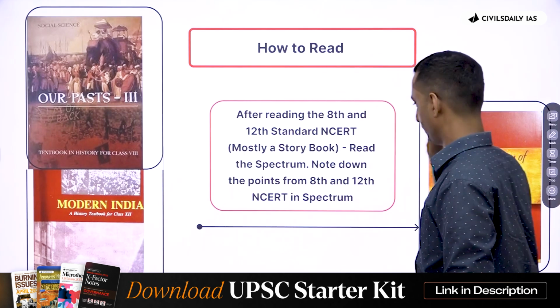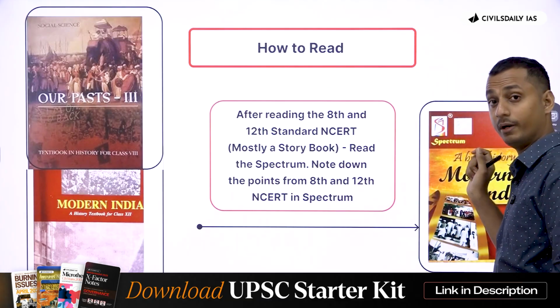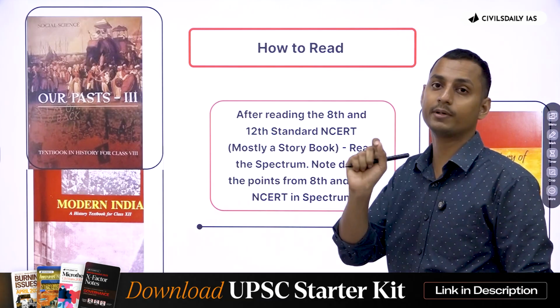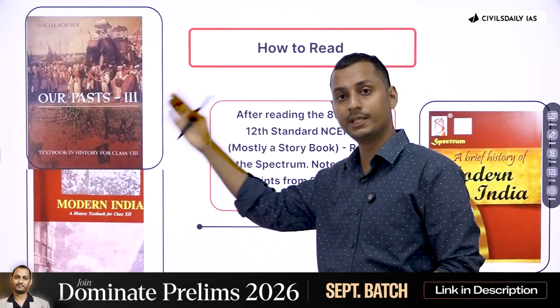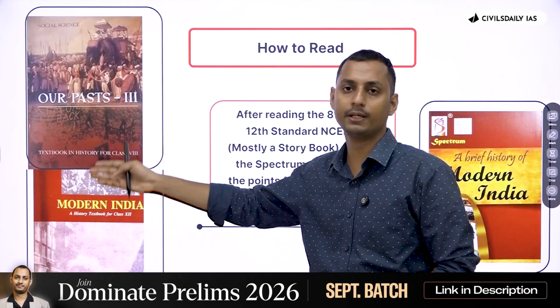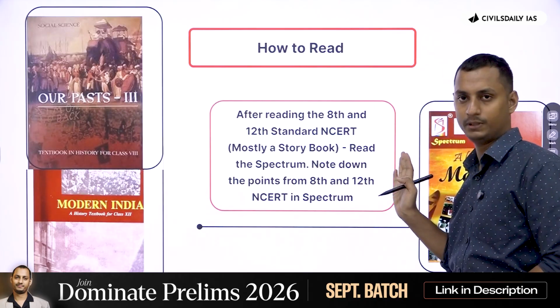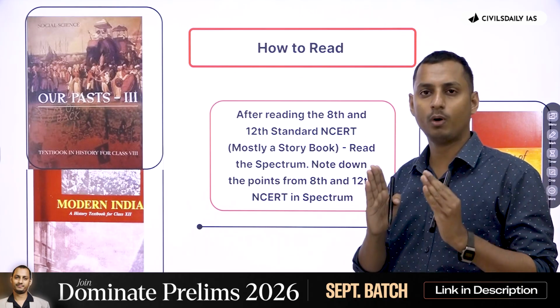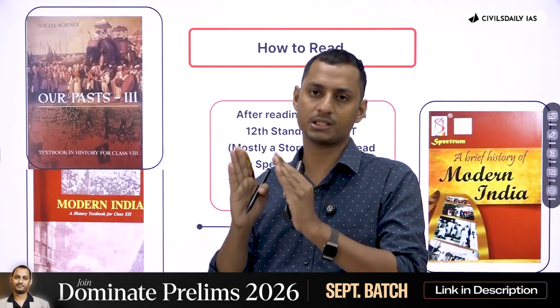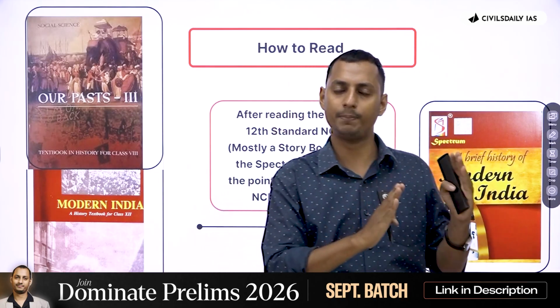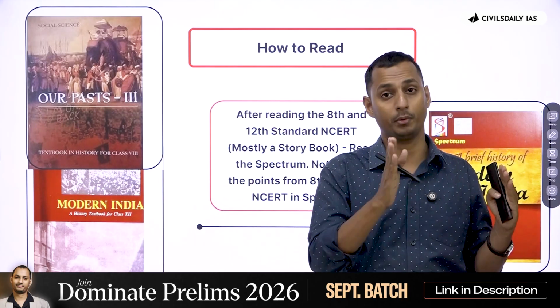After that, you go and read the Spectrum. Spectrum is already written in bulletin points. Now, all the points which are not there in Spectrum, but which are there in Bipan Chandra and the 8th standard NCERT, you note down in Spectrum. So, Spectrum is going to be your one-page book. You need to highlight all the important areas in Spectrum, and also skip all the less important areas, which I am going to say now.